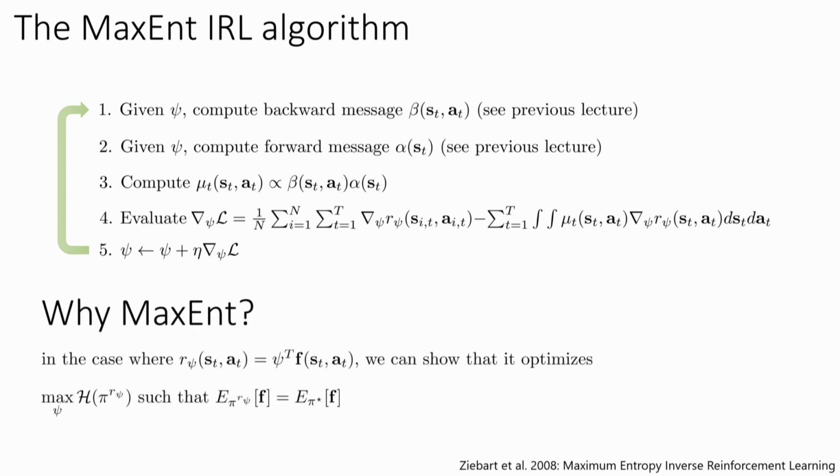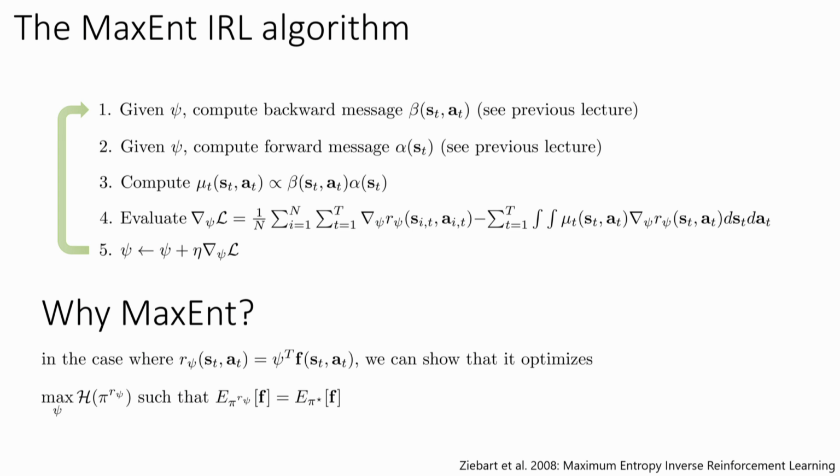Now, why do we call it maximum entropy? Well, you can actually show that if you follow this procedure, in the case where your reward function is linear in some features, this will actually give you the solution that maximizes the entropy of the resulting policy, pi_r_psi, subject to the constraint that the feature expectations of that policy are equal to the expert's feature expectations. Which is another way of saying, find me the most random policy you can that still matches the expert.